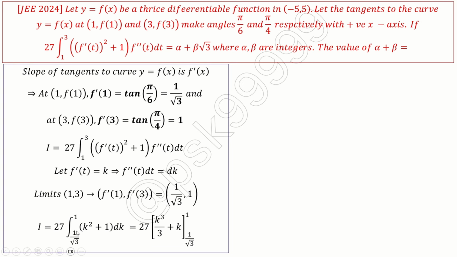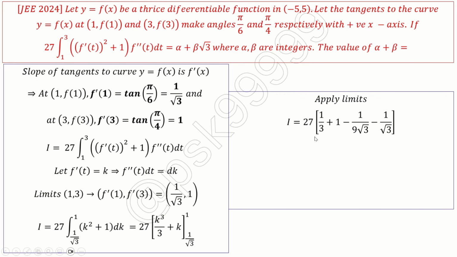Now my integration is simple, 27 times integration from 1 by square root of 3 to 1 of k square plus 1 dk, right? This is 27 times k cube by 3 plus k, limits are here, apply the limits, that's all, that's the answer basically. Okay, carefully apply and simplify. What you will get is I equal to 36 minus 10 times square root of 3.